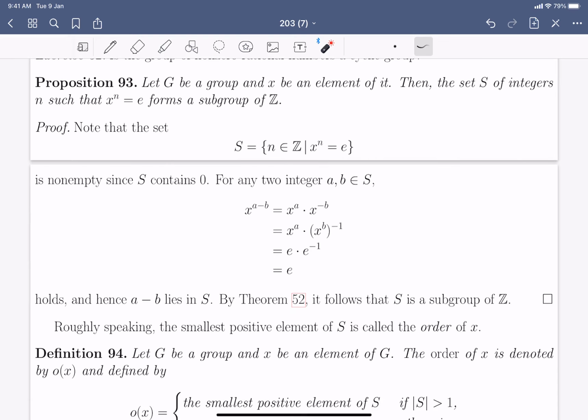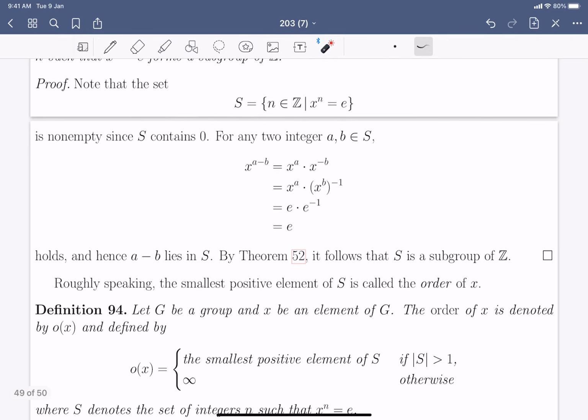Okay, so now here's a proposition which states that if you have a group G and X is a given element of that group, and if you look at all the integers n such that x to the power n equals e, then the set S of all such integers n forms a subgroup of Z. That is, you're collecting all the integers such that x raised to that integer gives you the identity. And that set S is a subgroup of Z. So this is something that we need to show, right? First of all, note that this set is non-empty since S contains 0, right?